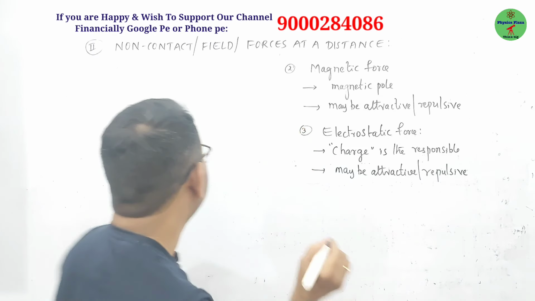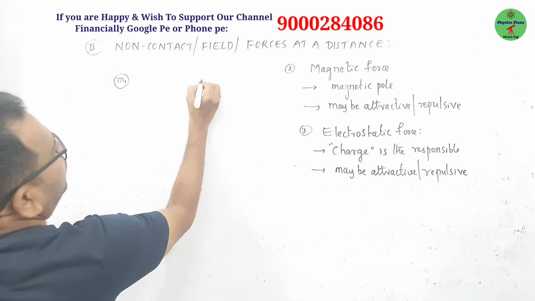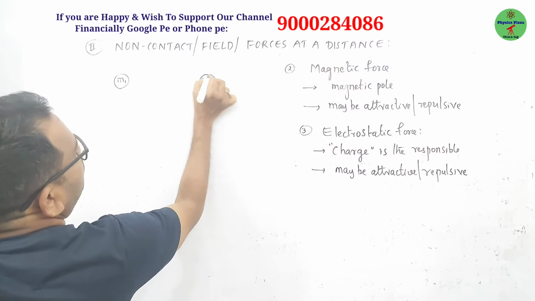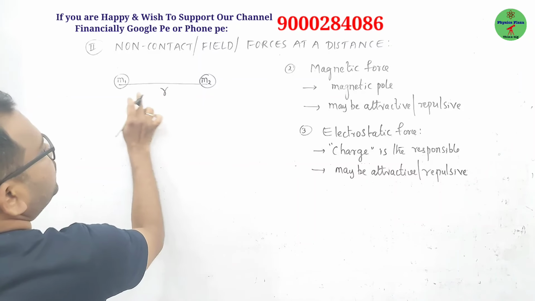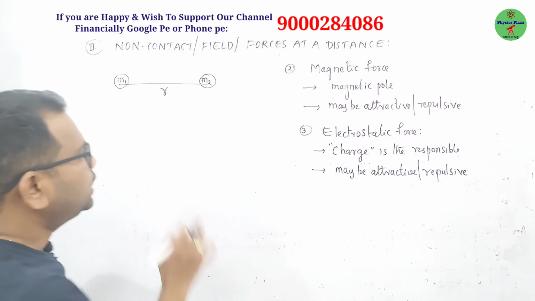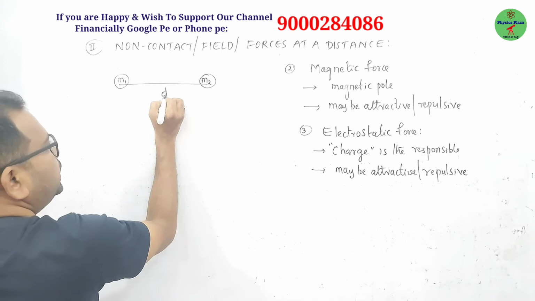Okay, first, children, let us see here mass M1 and here is mass M2. Let us say both are separated by some distance r. Children, always take the distance from center to center. If I say r, some of you may get confused, so let me write d, distance d.